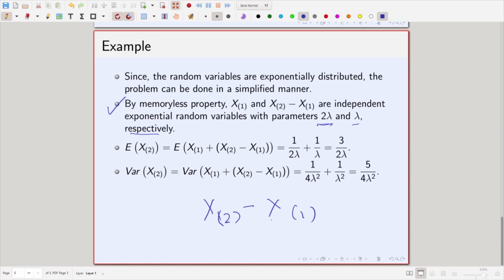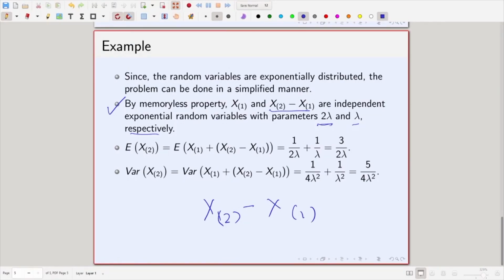Why? Because this X2 minus X1, you can think of it as the excess life, right? So how much bigger this X2 will be in comparison to X1. So what is the difference? It is again looking at the excess life or the remaining life, right? So we know by the memoryless property that how much more it will be does not depend on what you are already given, that it is at least this. What it is at least is not important, the only thing is how much more it can be. So that is X2 minus X1.